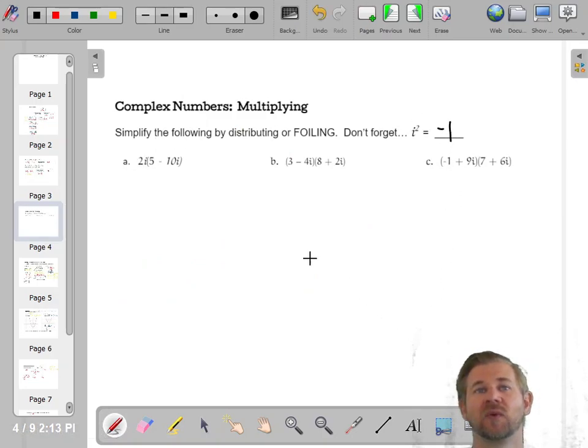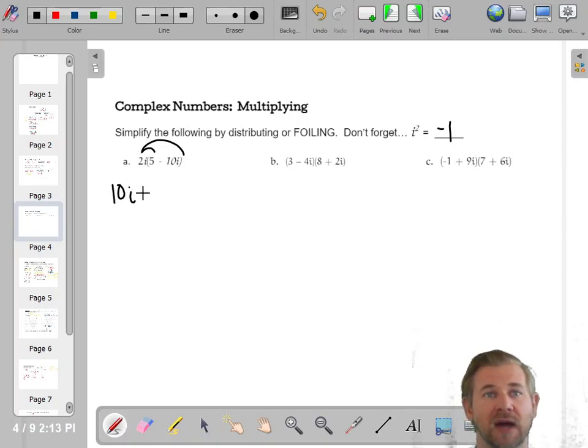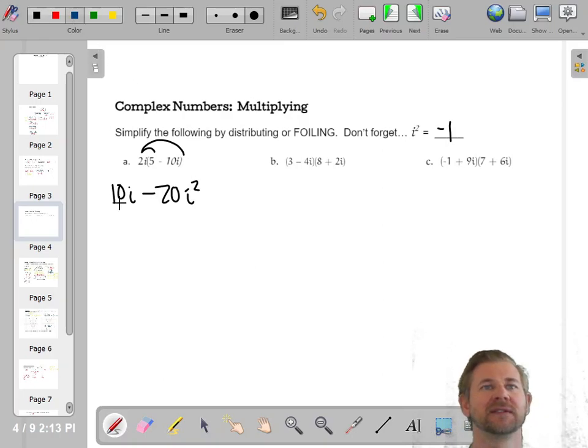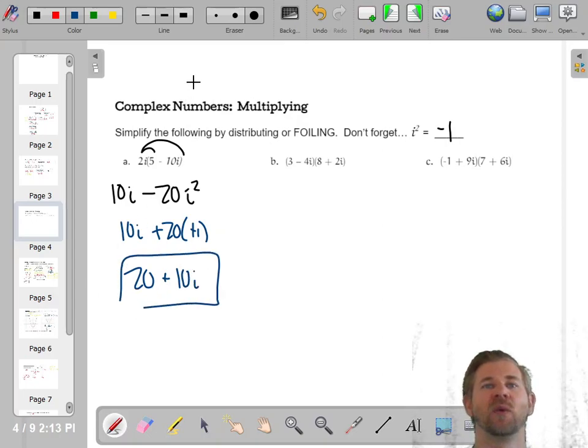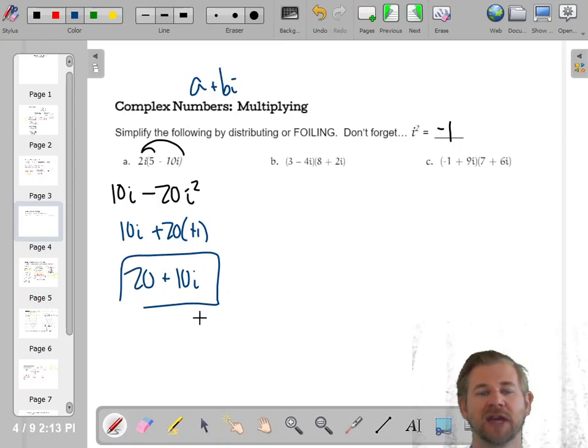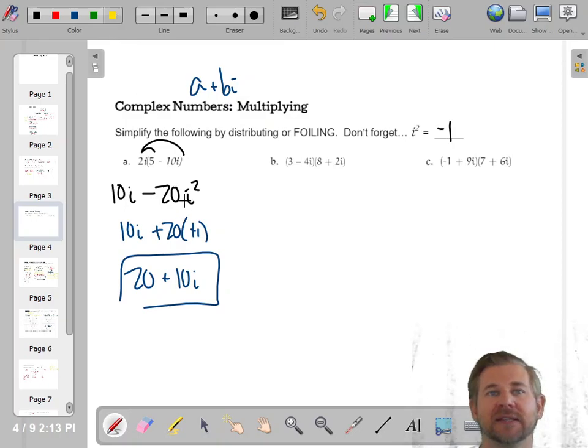i squared is -1. So let's multiply. 2 times 5 is 10. i times whatever 1 is i. 2 times -10 is -20, and i times i is i squared. Wait a minute. i squared, that's -1. 10i minus 20 times -1, that's positive 20. So I'll write this as 20 plus 10i. Notice, I want my answer to look like this, a plus bi. So put the real part first and the imaginary part second. But in this problem, since i squared is -1, a -20 times a -1 gives you positive 20.